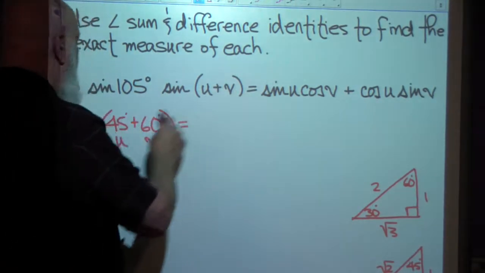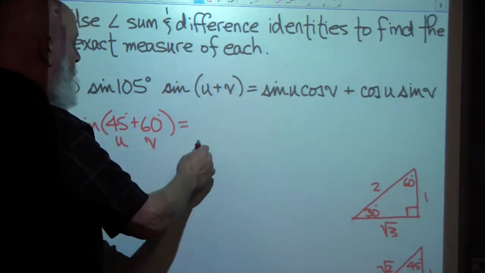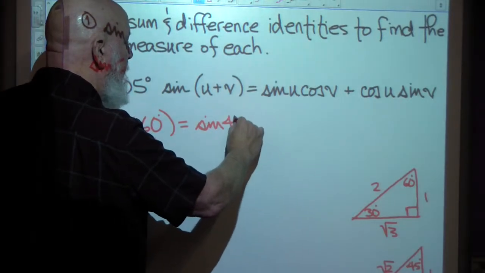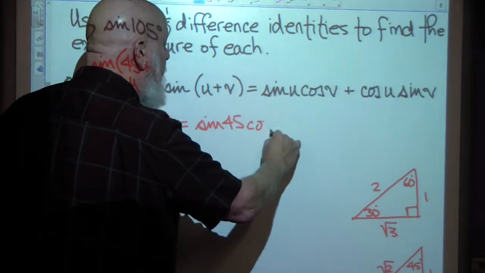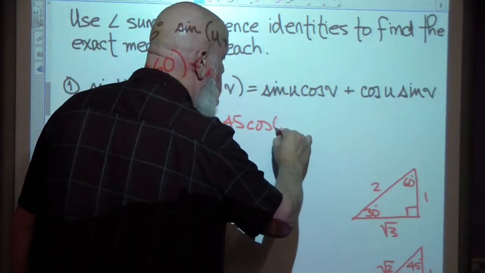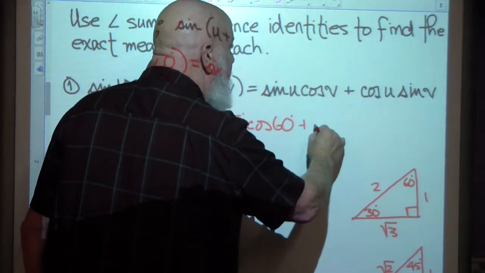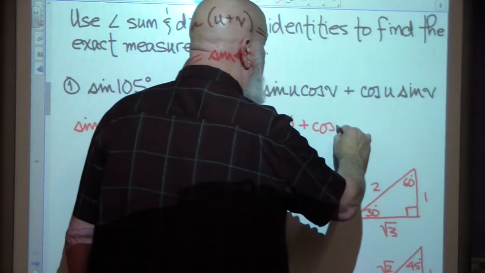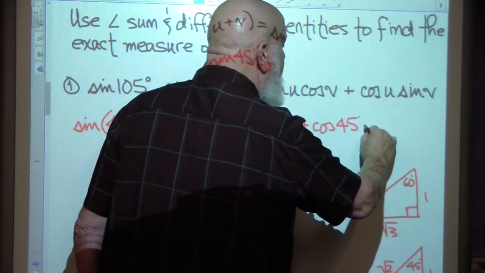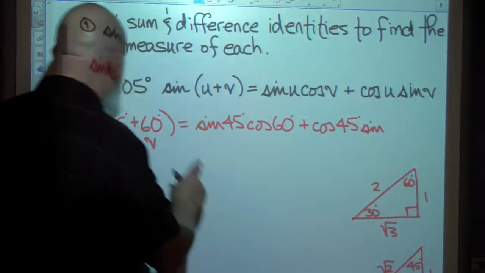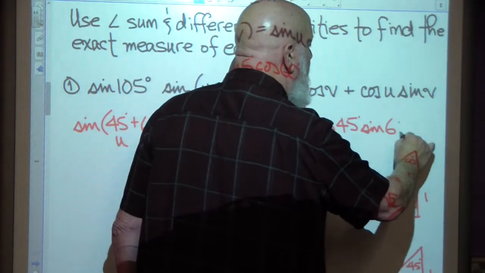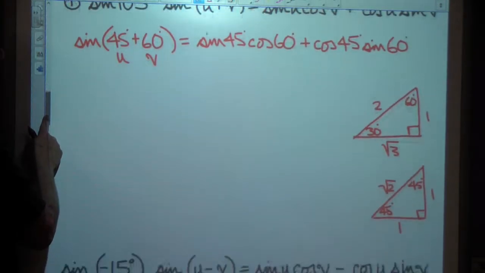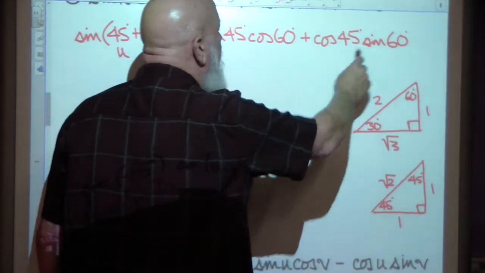The sine of U plus V is sine of U, that would be the sine of 45, times the cosine of V, that would be the cosine of 60. These are degrees, by the way. Plus the cosine of U, that will be the cosine of 45 degrees, times the sine of V, which will be the sine of 60. And I'm going to make these substitutions using my special case triangles right here, and do the arithmetic.